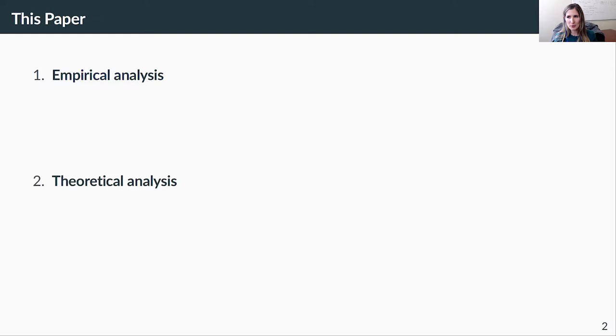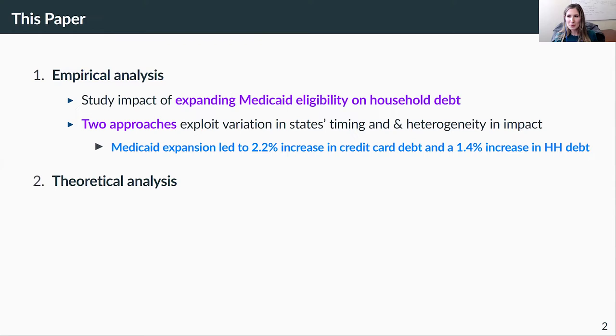So we're going to proceed in two steps in this paper. There's first a reduced form empirical part of the paper, and then we're going to have an applied theoretical analysis of a structural general equilibrium model. In the first part, we're going to estimate the causal effect of expanding Medicaid eligibility on household debt. What I'm going to show you today are empirical results for two different approaches. They're both going to exploit variation in the timing of states' Medicaid expansions. And a second one is going to exploit some relatively new econometric tools that are going to help take advantage of heterogeneity in the impact of expansions across regions.